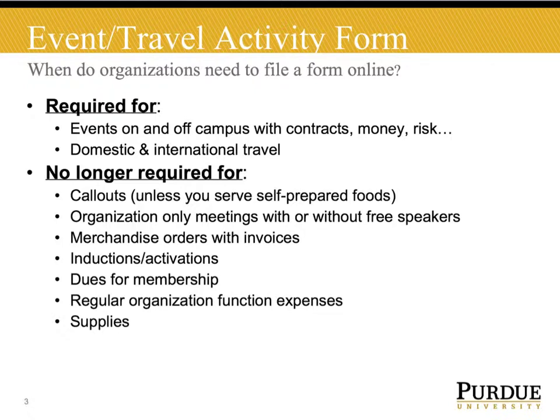There are several activities that most organizations do every year that no longer require an event or travel activity form. These include call-outs that do not have self-prepared foods, organization meetings with free speakers, collecting dues, or regular organization function expenses or supplies. If an event form is not required for your event, you can still file information through the COOL online system if you have expenses related to your event.